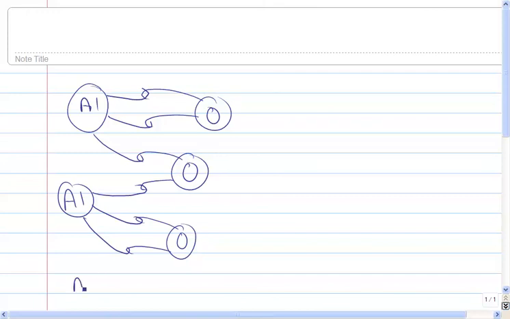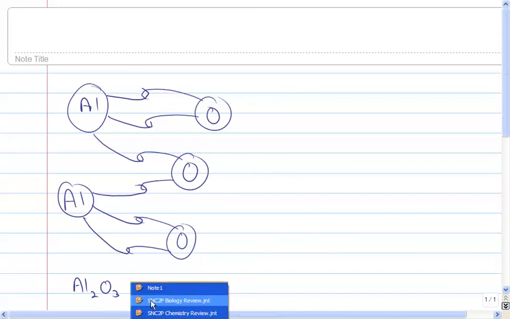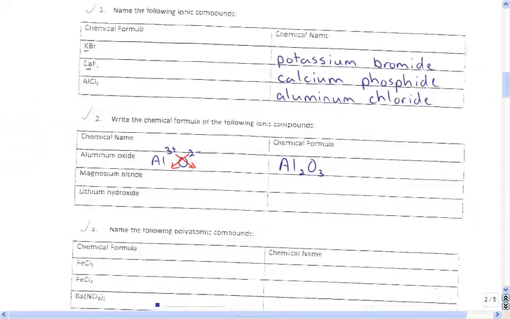So my formula becomes Al2O3, which is precisely what we got with the crisscross method. But if this one works for you a little bit better, then you can work it that way as well. For the balance of these, I'm just going to use the crisscross method, and then we'll look at whether there are any tricks that we have to remember with that.